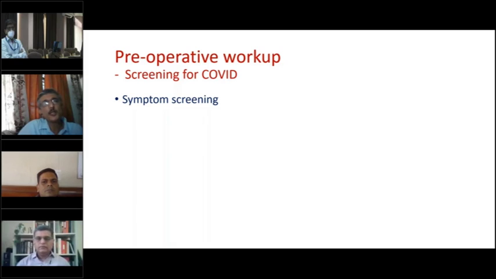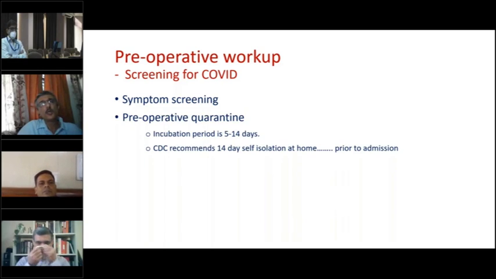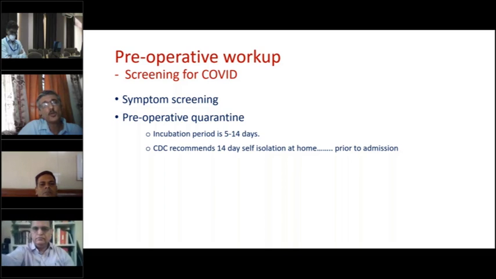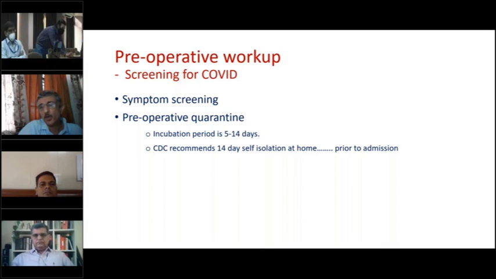The first thing we do in practice is a symptom screening. Of course, patients who have symptoms don't come to elective surgery at all. They need to be assessed elsewhere. The second thing is the quarantining in the preoperative period. The incubation period of the virus is up to 14 days, 2 weeks. That's generally understood. So CDC and the Royal College both have recommended that before the patient gets admitted, they should be home isolated for 14 days. Whether it's practicable or not in our setup is something we'll come to a little later.